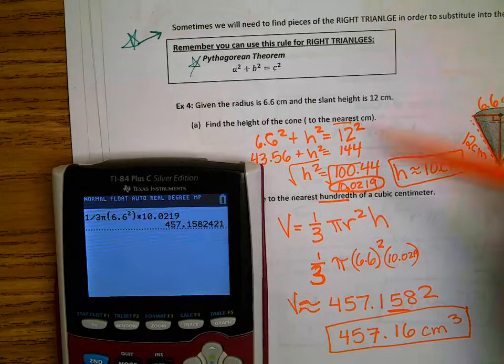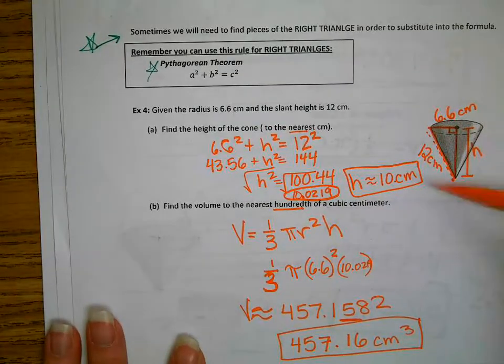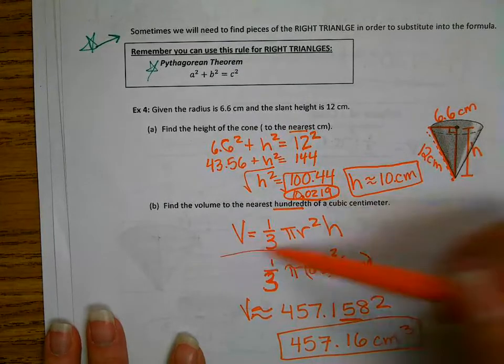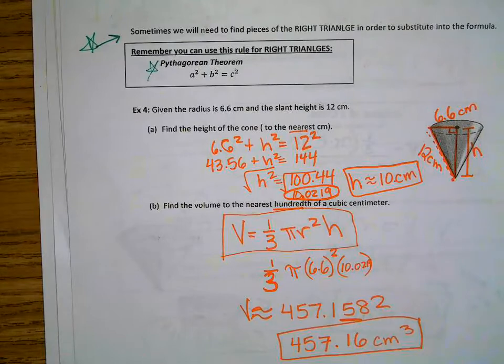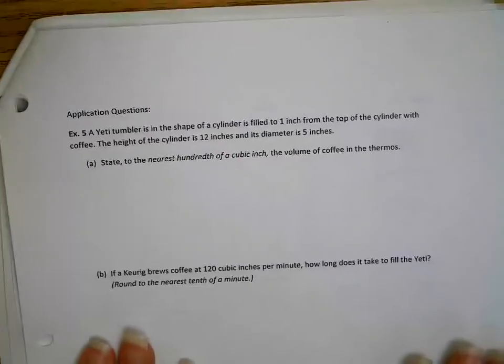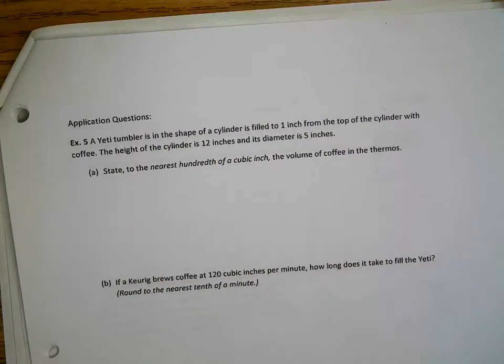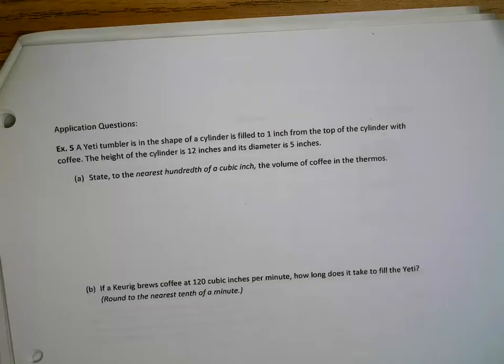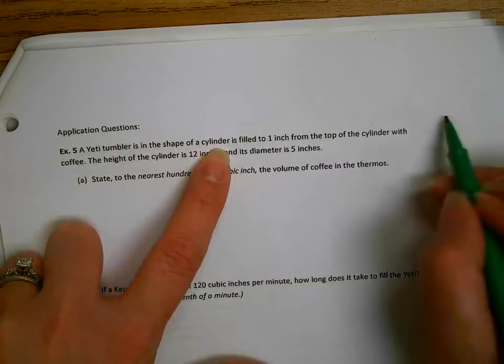So again, you have to label a picture, understand what parts of the picture you need for your volumes, and go from there. So what we're going to bridge over into is some application questions right now. And there's going to be at least one on your classwork like this. So this question here, notice there's no picture drawn. So we're going to think about it. A Yeti tumbler is in the shape of a cylinder.